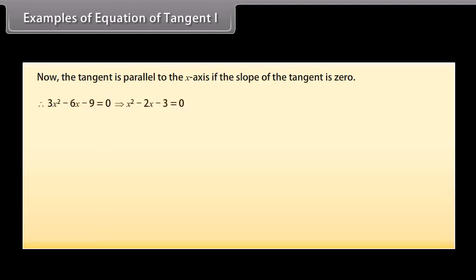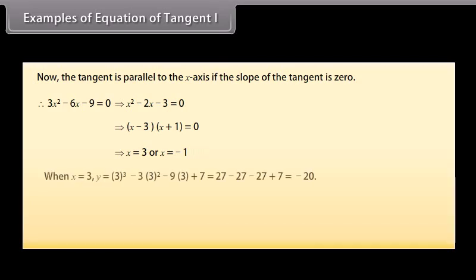Therefore, 3x^2 minus 6x minus 9 = 0. It implies that x^2 minus 2x minus 3 = 0. It implies that (x minus 3)(x plus 1) = 0. It implies that x = 3 or x = minus 1. When x = 3, y = 3^3 minus 3 times 3^2 minus 9 times 3 plus 7 = 27 minus 27 minus 27 plus 7 = minus 20.